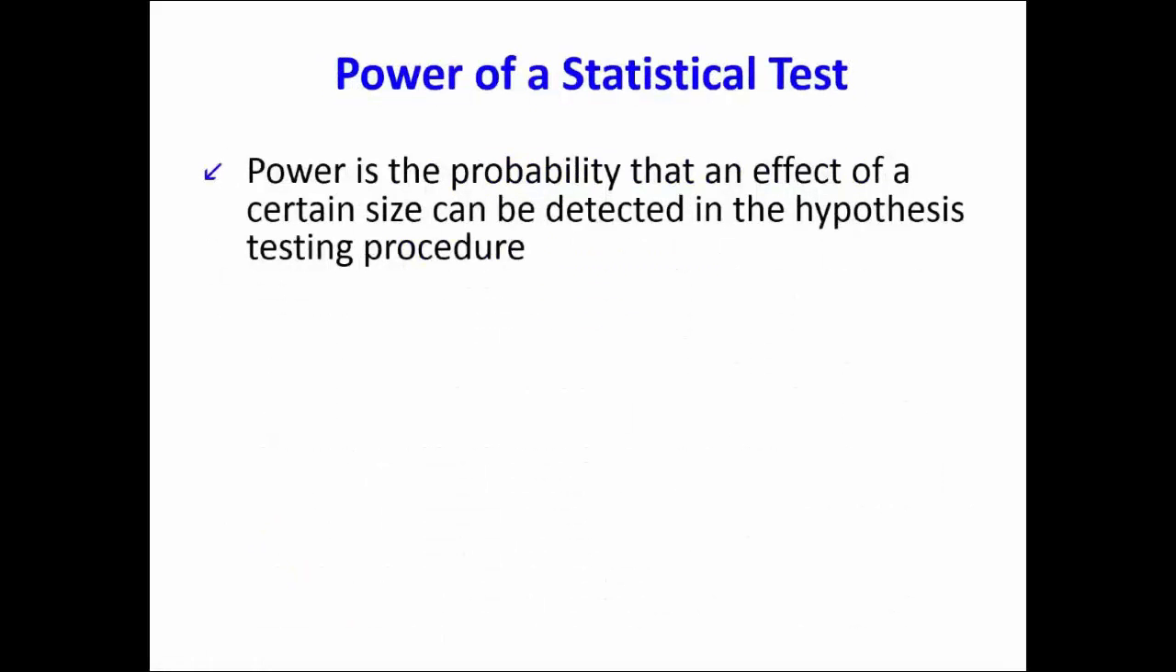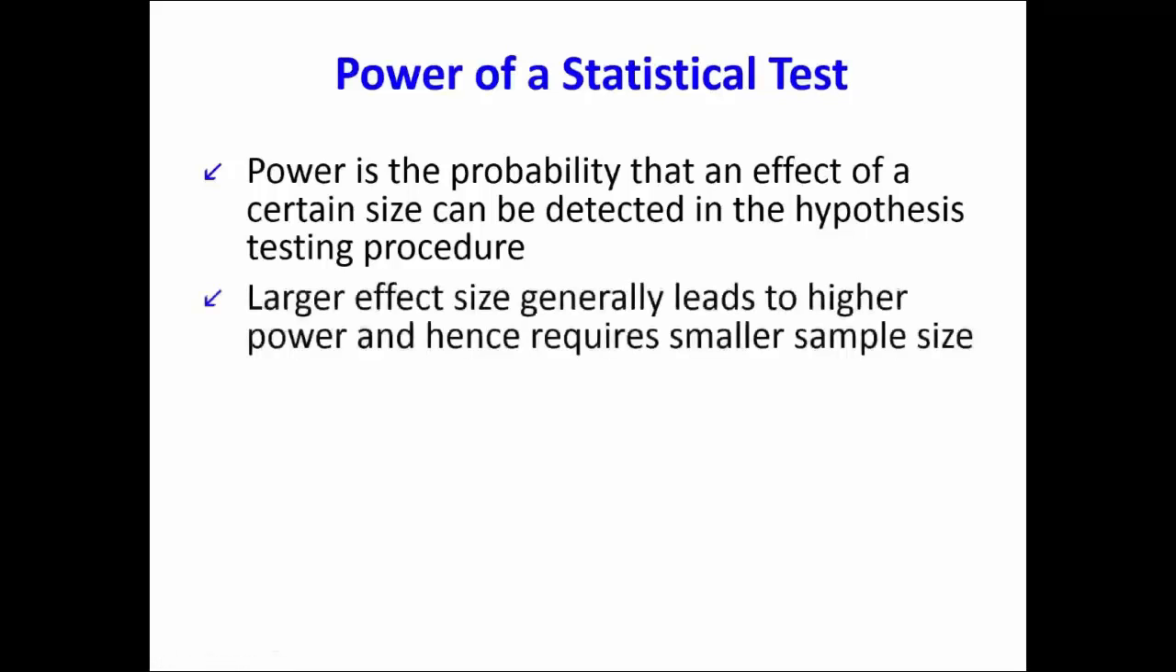So the power is the probability that an effect of a certain size, so we need to know the size of the effect you are expecting, can be detected to reject the null hypothesis, to conclude the alternative hypothesis is true. As you can imagine, if the effect you are expecting is large, then we will need a relatively small sample size.